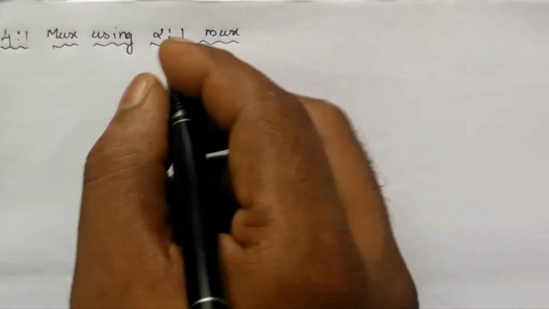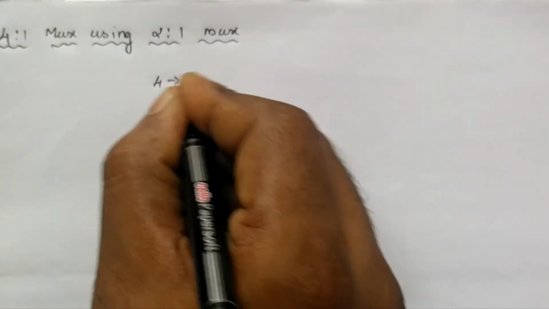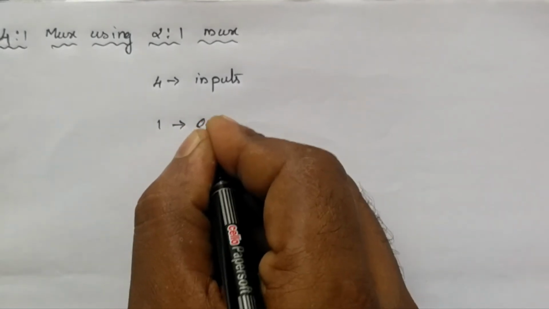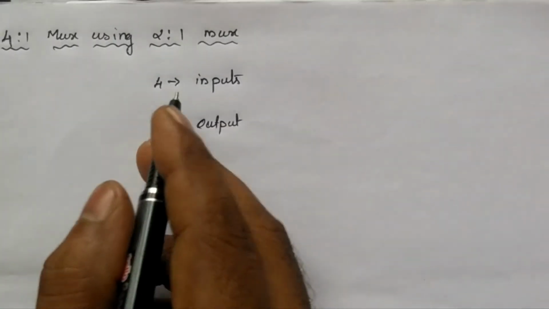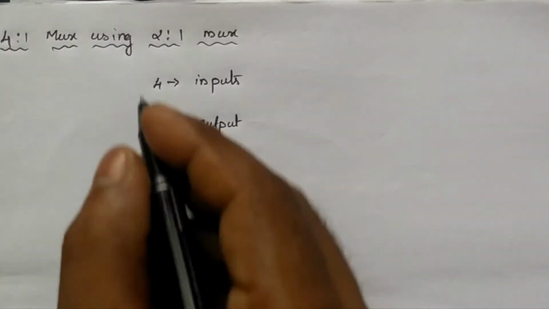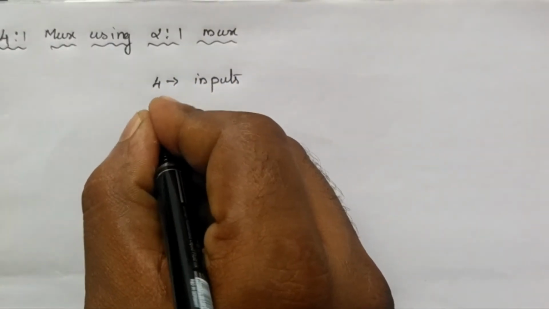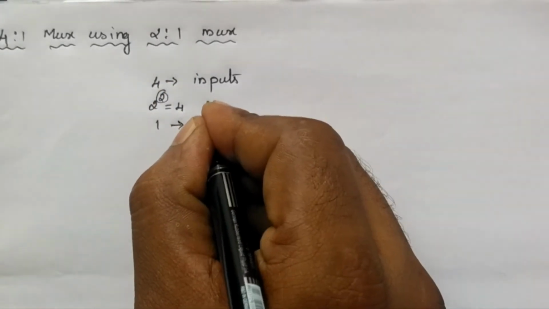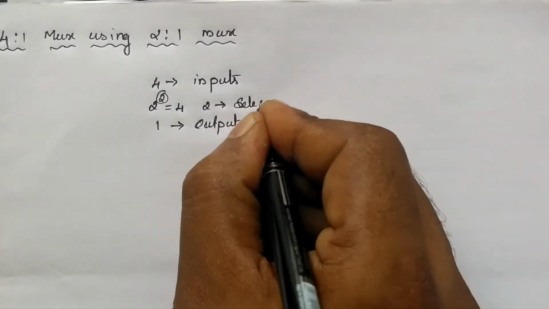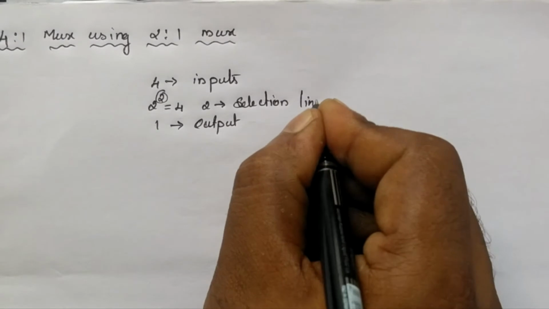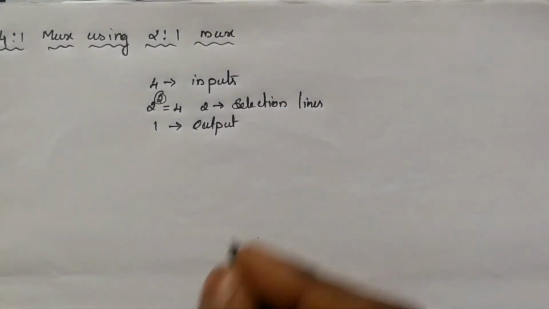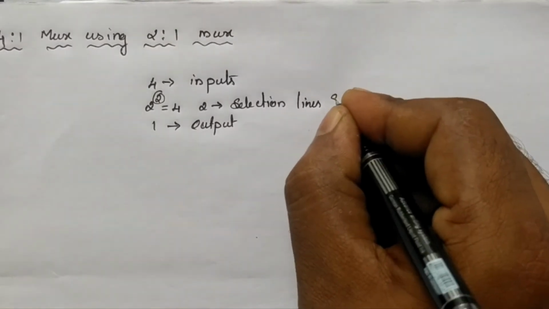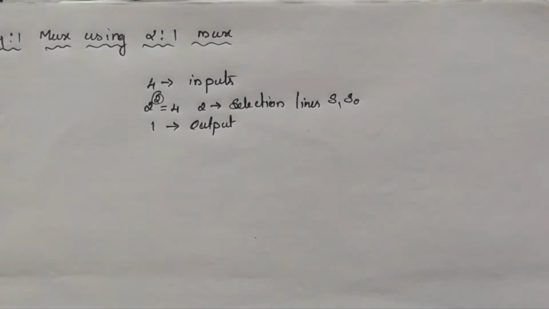So here we are having four inputs and one output, and we need to find the number of selection lines. Here, 2 power 2 is equal to 4. Therefore, we need to have 2 selection lines. And here I am considering S0 and S1 as the selection lines.